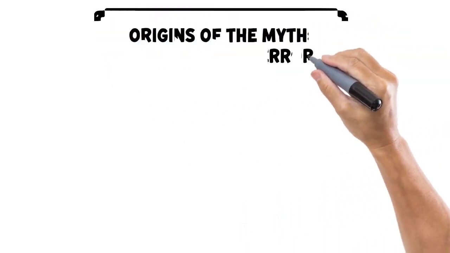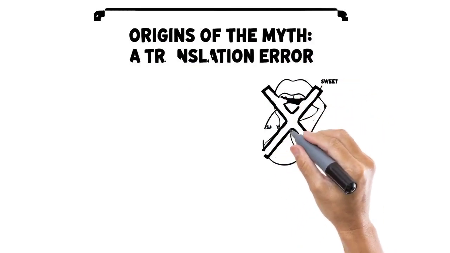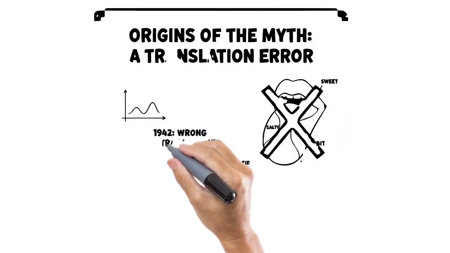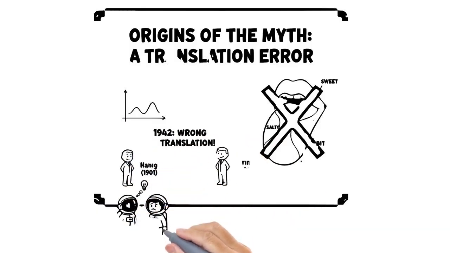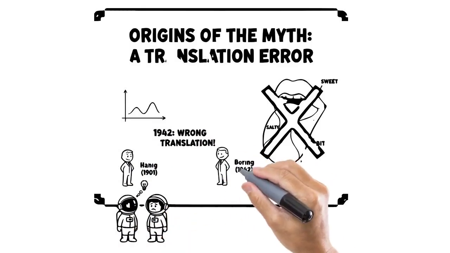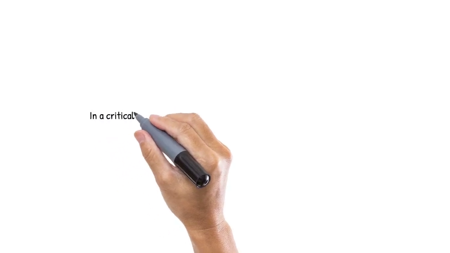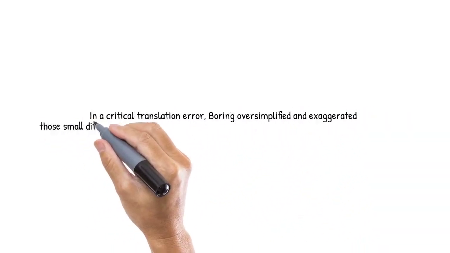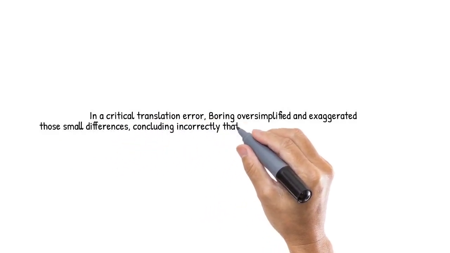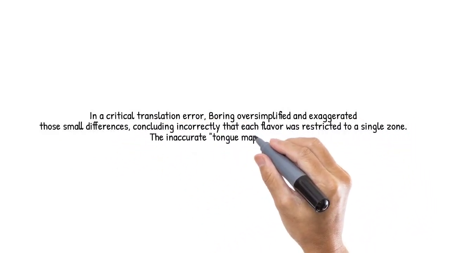The origin of this famous map dates back to 1901 with a German study by psychologist David Hänig. Hänig did note that there were slight differences in sensitivity, but his findings were subtle. The true mistake came in 1942 when a Harvard psychologist, Edwin Boring, reviewed Hänig's work. In a critical translation error, Boring oversimplified and exaggerated those small differences, concluding incorrectly that each flavor was restricted to a single zone. The inaccurate tongue map was born.